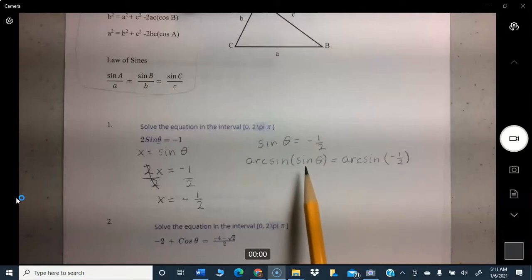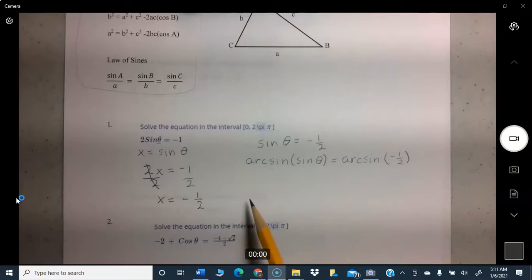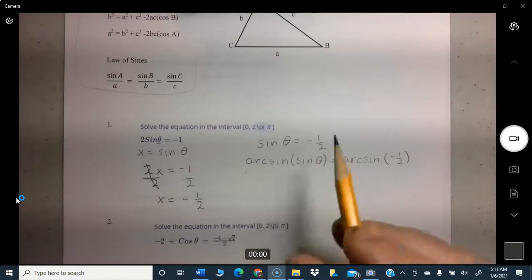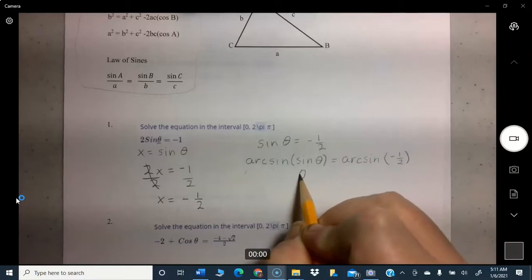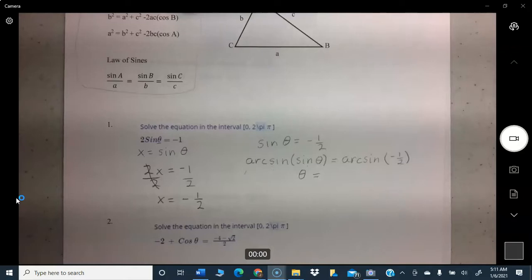Remember how a square root is the inverse of a square? If you take a number, square it, and then take the square root of it, it gets you back to that number again. Addition and subtraction are inverses too. If you take a number and add 2 to it, and then subtract 2 from it, you get back to the original number. So it undoes that. So this is going to undo this, which means you simply end up with theta, and that's going to equal the arc sine of -1/2. And I'll show you how to do that on the TI calculator.